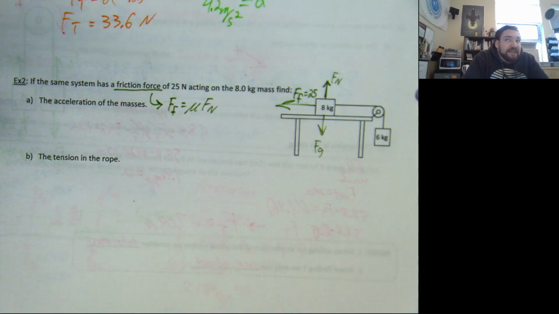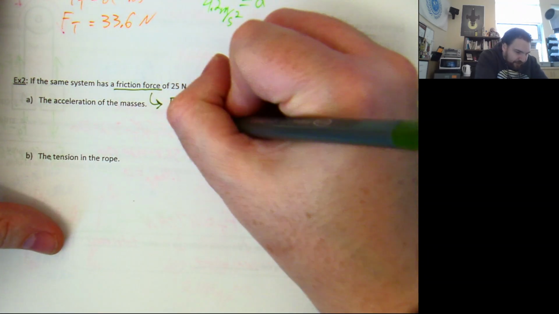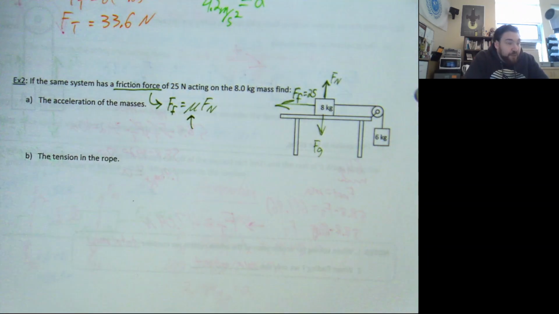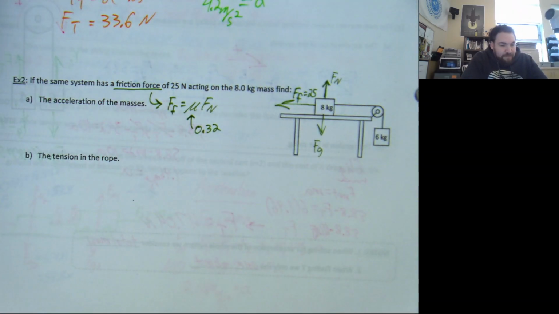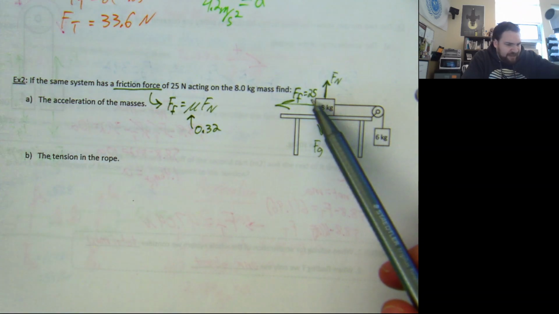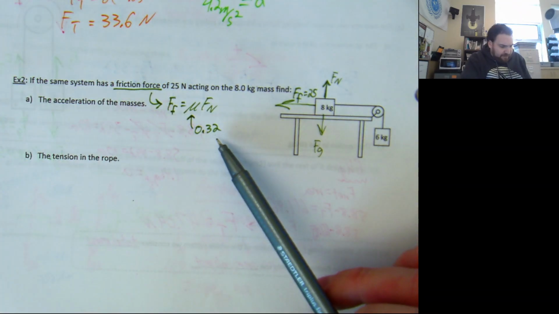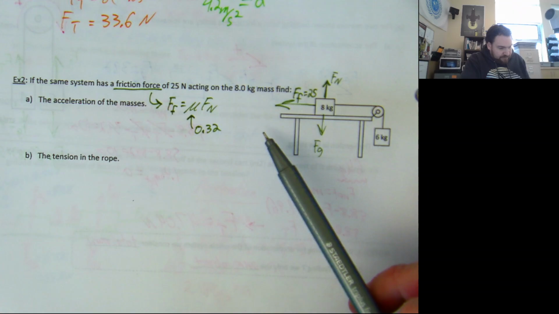You will not likely be given that value. What you will likely be given is this value here, mu. They might say something like mu is 0.32. And in fact, a 25 Newton force here, I think, is exactly 0.32. I did my calculation correct. That's going to be 8 times 9.8.